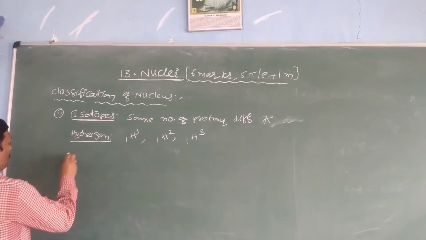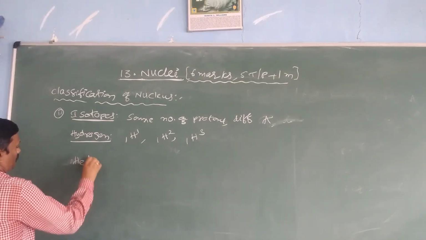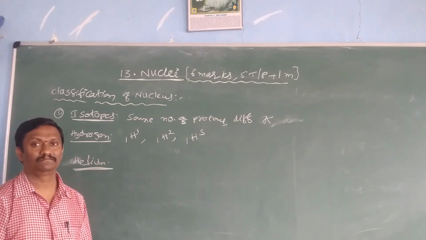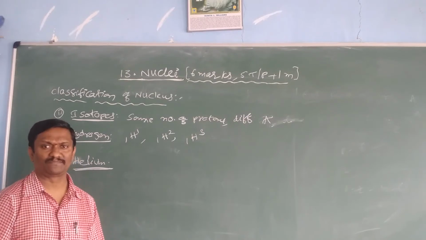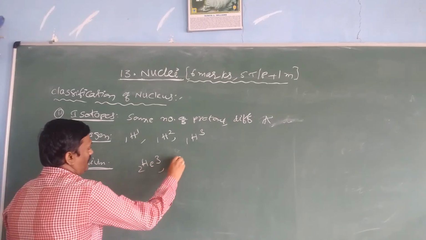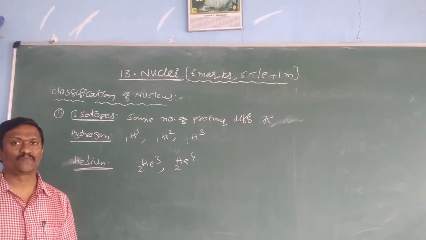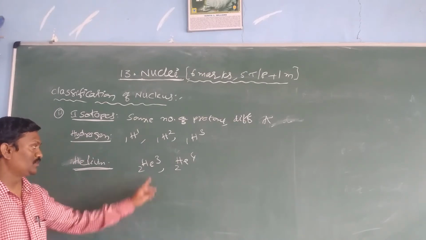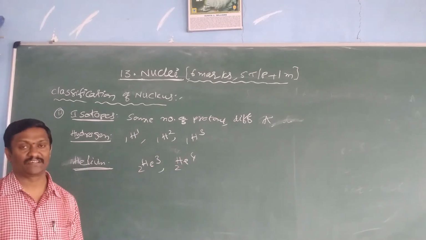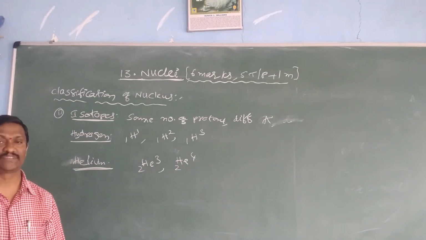Next, one more example is helium. What are the different isotopic forms of helium? Helium has 2 isotopic forms. One is helium-2,3 and the other is helium-2,4. These are the 2 isotopic forms of helium. Here also, both nuclei have the same atomic number, the same number of protons, but different mass numbers. Such a classification is called isotopes.